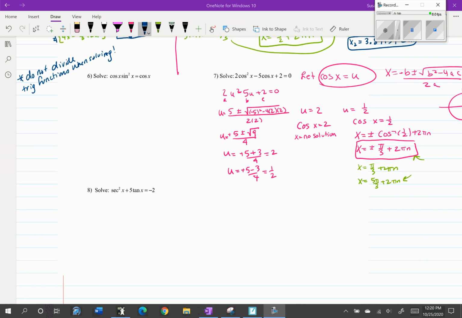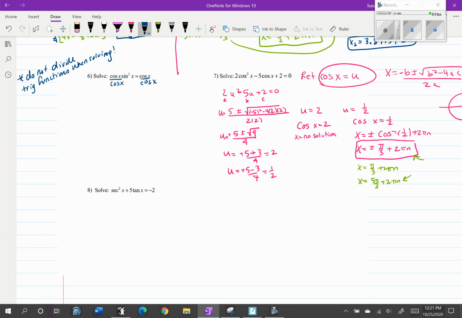So let's go ahead and look at problem number 6, and this will be the last one we do. We'll do number 8 together in class. So for number 6, when you are solving these, just make a note that you don't want to divide out your trig function.